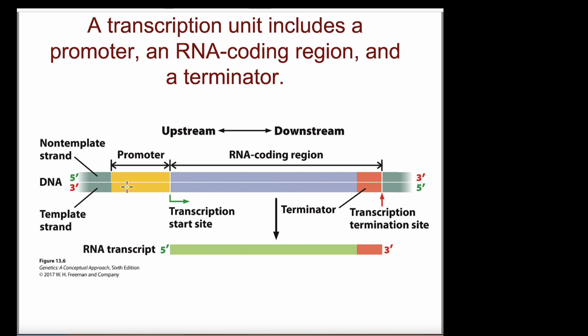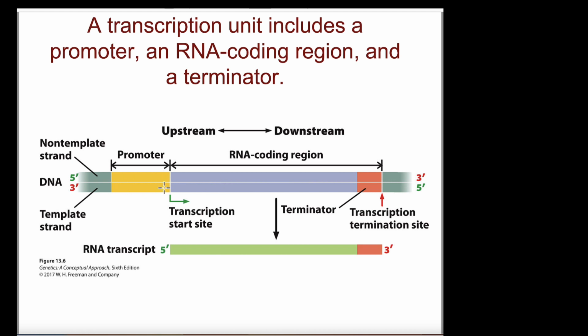A couple of things that I want to point out when we're talking about a transcription unit, we talked about previously, you have the promoter region, the RNA coding sequence, and the terminator region. The promoter region is going to be this region here that is denoted by a negative number. The transcription start site is the +1 site. This is the site that is indicative of the RNA coding region.